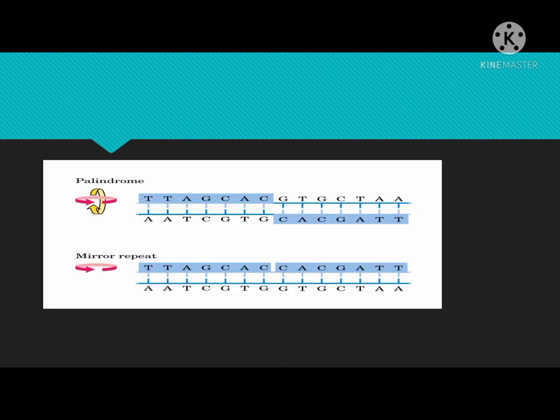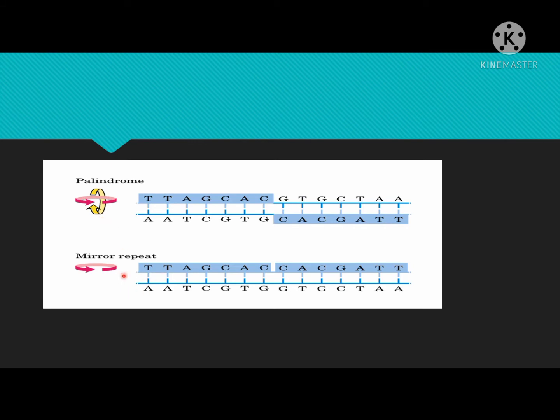So there are two types of repeats. One is the inverted repeat and the other one is just like a mirror image. Inverted repeat means the palindromes occur like one strand TTA GCAC. Here TTA GCAC. Here also AAT CGTG. So these are like inverted repeats.